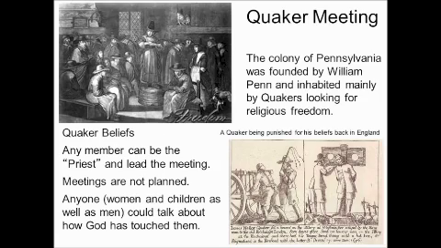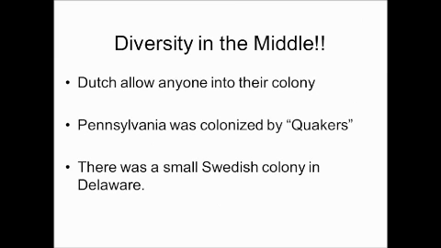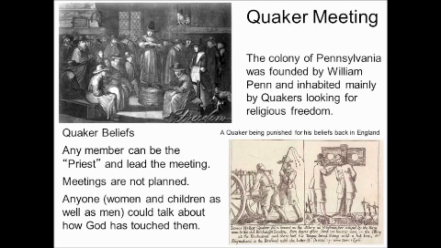Pennsylvania, another middle colony, was colonized mostly by Quakers. That is a religious sect we'll talk about in the next slide. There was also a very small Swedish colony in Delaware. I'm not going to really talk about it other than this because it was very small and it was eventually taken over by the English.